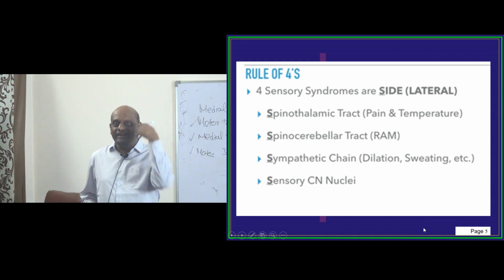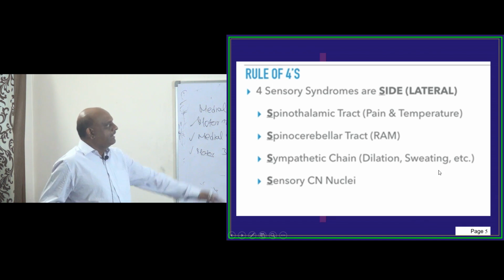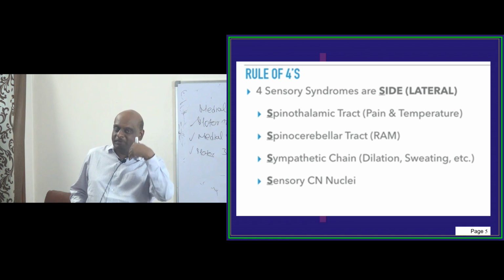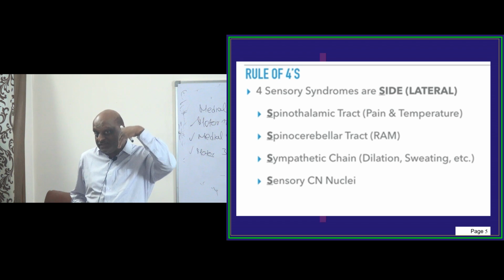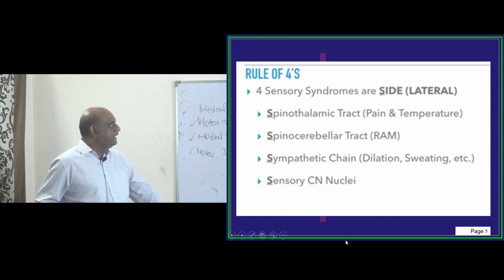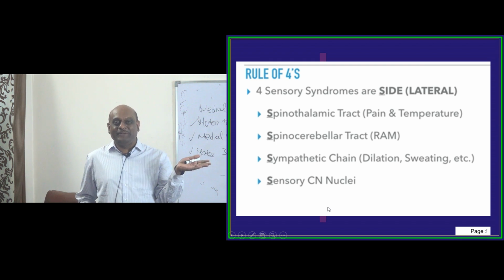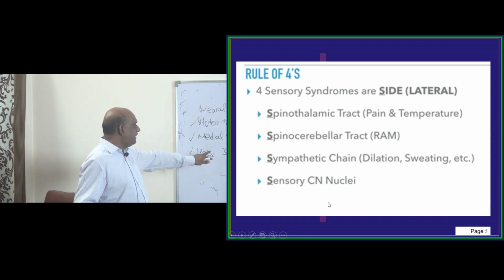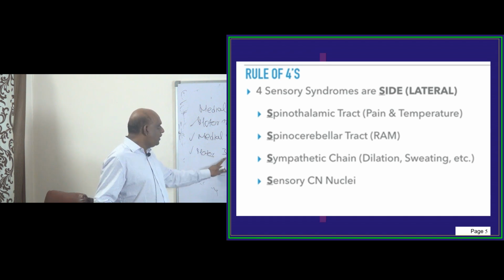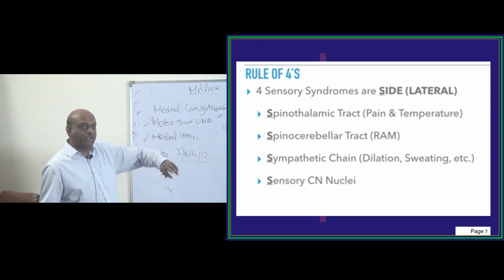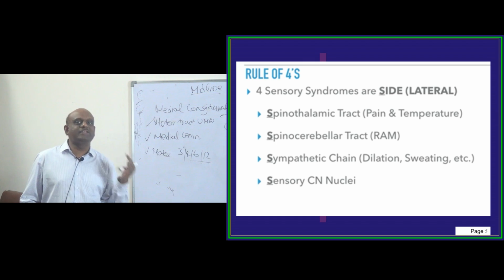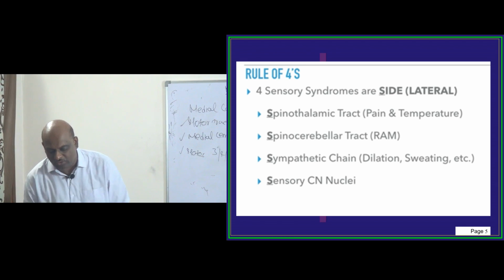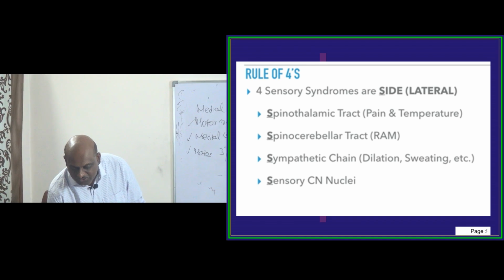Then the sympathetic chain, S for sympathetic chain. That's the reason in lateral medullary syndrome you get Horner's, because the sympathetic chain passes all the way from the hypothalamus, descending laterally along the brainstem. Then all sensory cranial nerve nuclei. Other than 3, 4, 6, 12 that we discussed just now, all the remaining cranial nerve nuclei, the sensory component, are located laterally in the brainstem. That is how they are all affected. This is the rule of 4, which you have to be 100% sure about.